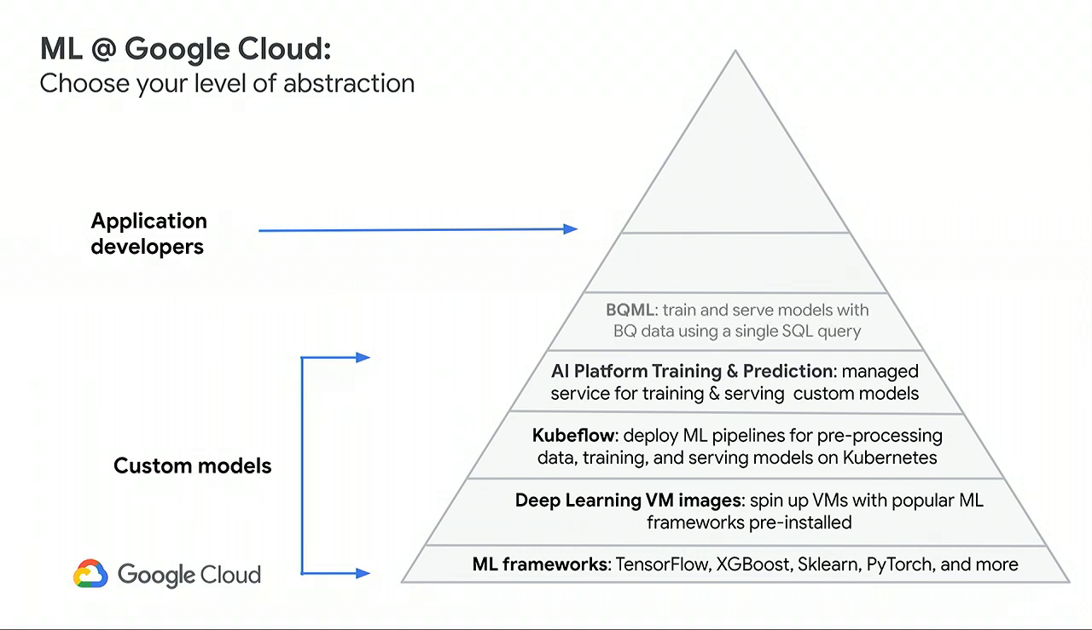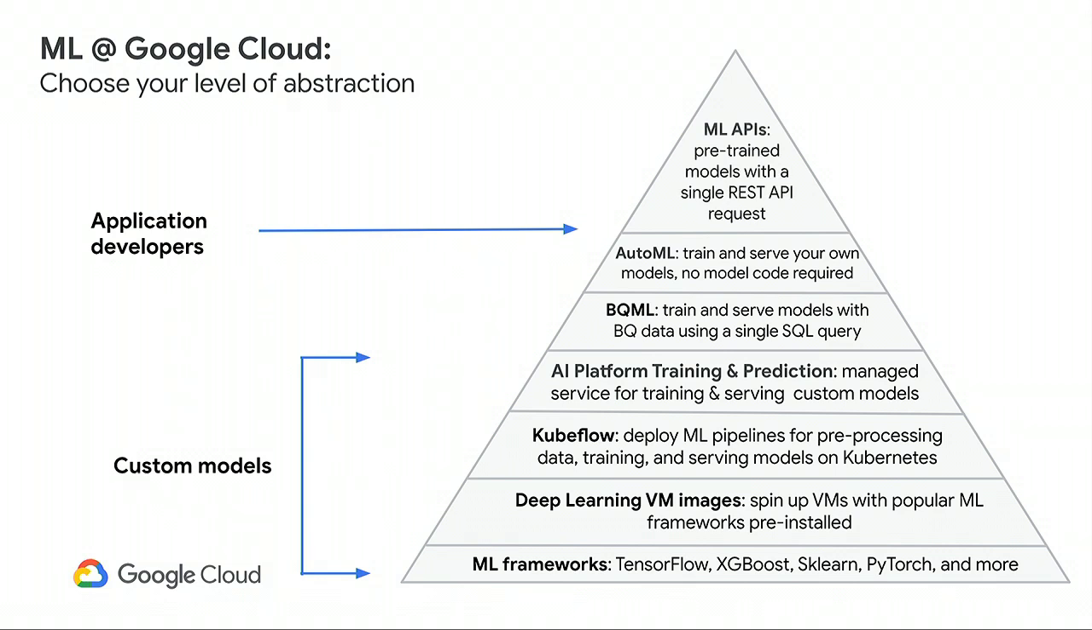Moving up the stack, we have BigQuery Machine Learning, which lets you take structured data stored in BigQuery and run it through a machine learning model. All you need to do is choose the type of model you want to use, and with a single SQL query, you can have a model trained and ready for prediction. AutoML allows you to have custom models customized to your data set, and you don't need to do any code for setting up that model, and you can train and serve those models. Finally, our machine learning APIs let you access pre-trained models with a single REST API request. So you don't need any of your own training data. If you want to accomplish a common machine learning task, these ML APIs are a great way to get started.